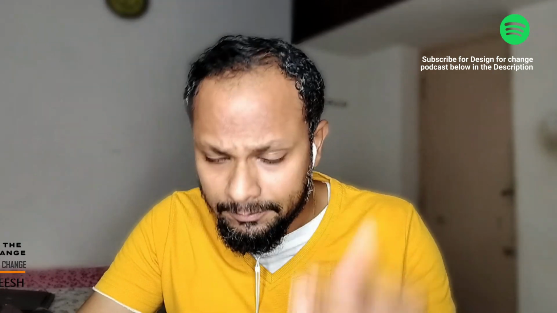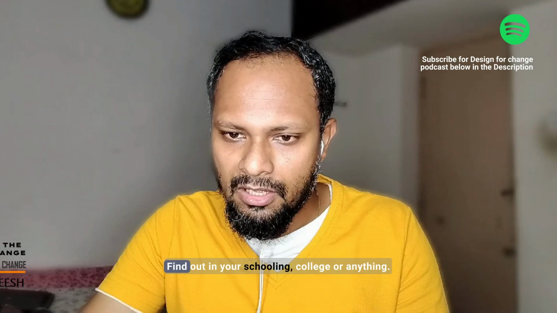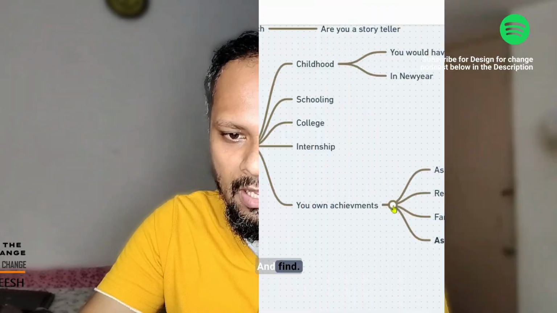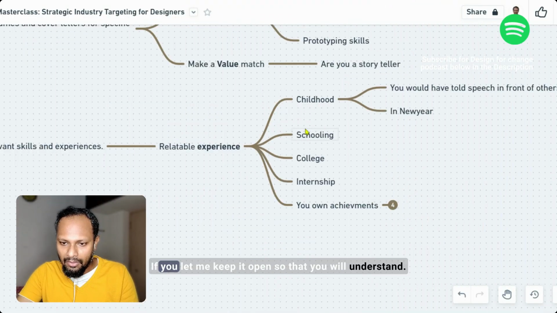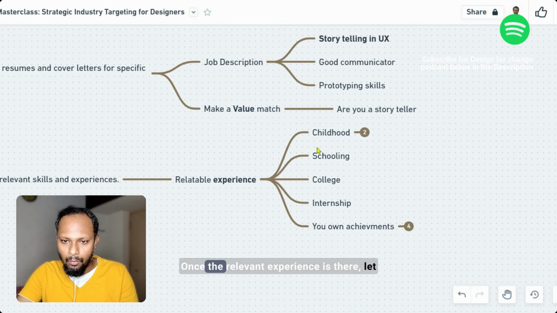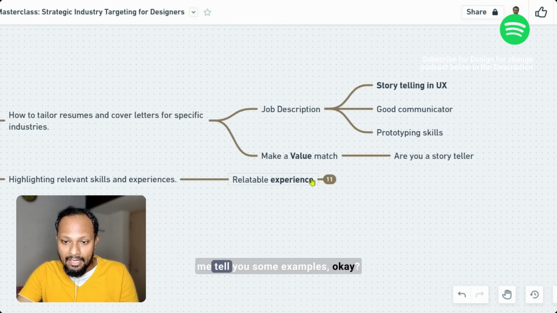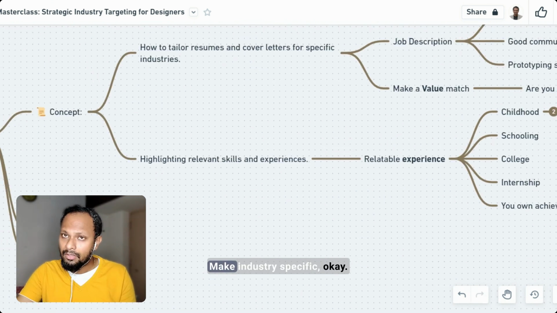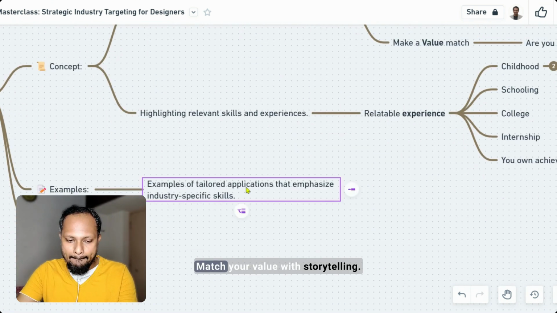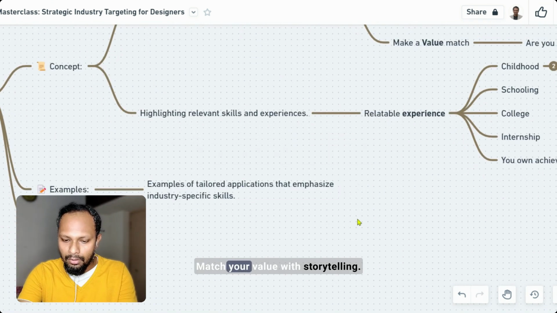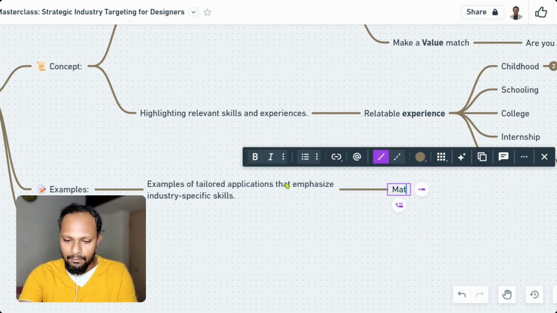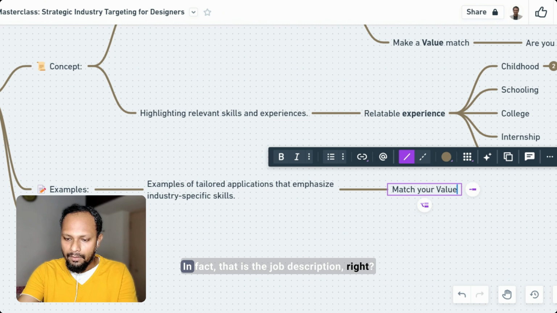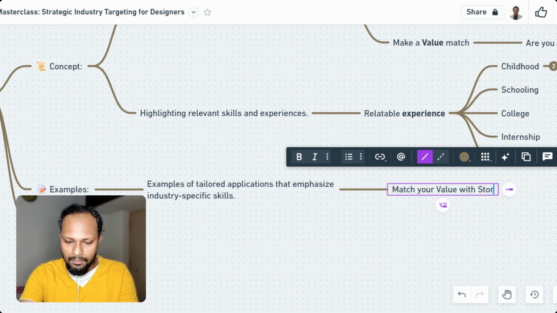Okay? Find out the relevant experience. Find out in your schooling, college or anything and find experience in that. Once the relevant experience is there, let me tell you some examples. You can create a very good tailor-made application, guys. Make them industry specific. Match your value with storytelling. In fact, that is the job description, right?